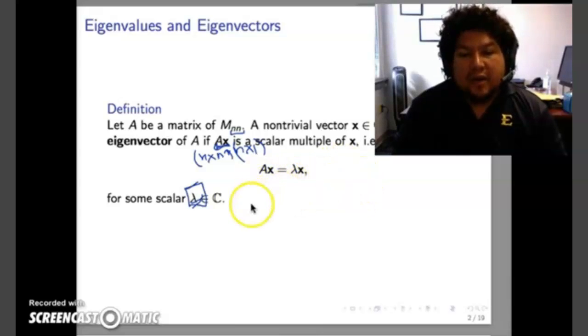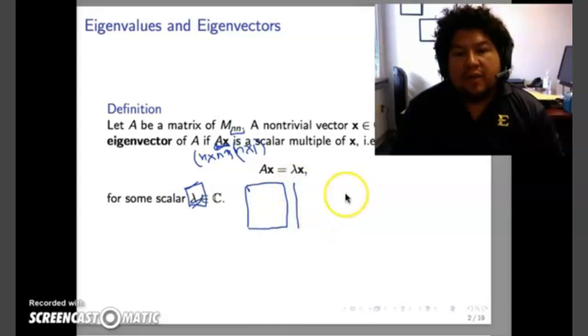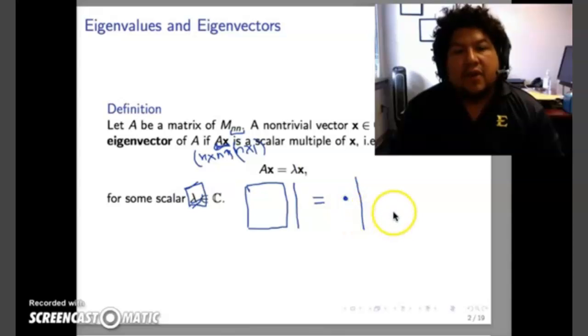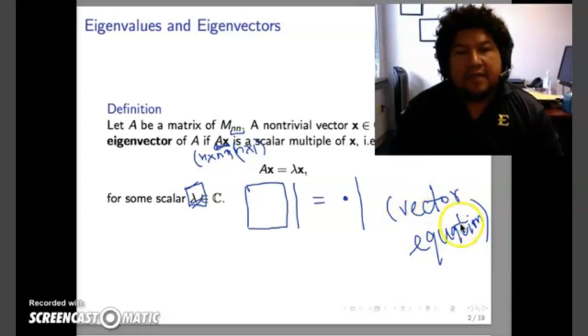And here I want to emphasize that what we have on the left hand side is a square matrix multiplying a column vector, and what we have on the right hand side is a scalar multiplying a column vector. So this product on the left hand side is a column, and this product on the right hand side is also a column, right? So we would say that this is an equation, but it definitely is a vector equation. It's not a matrix equation, it's not a scalar equation, instead it is a vector equation.